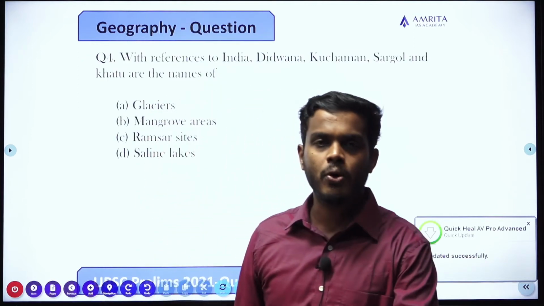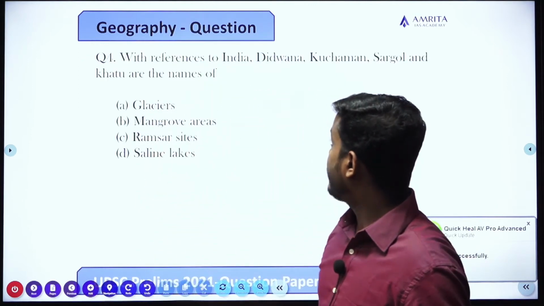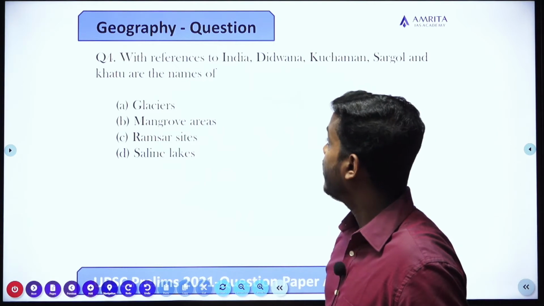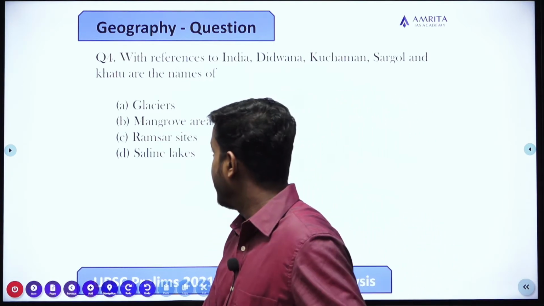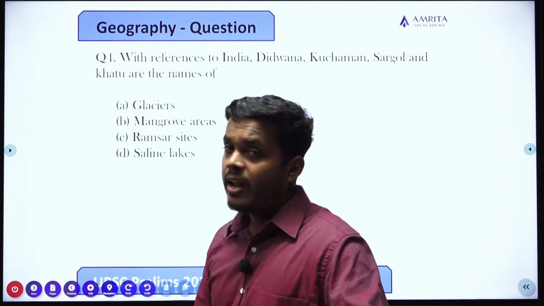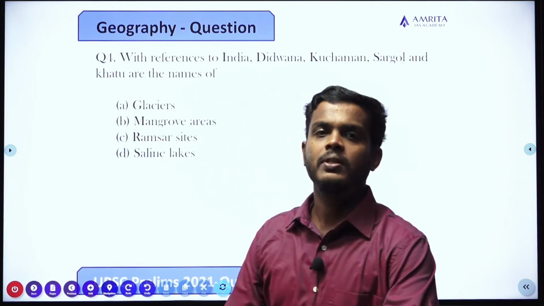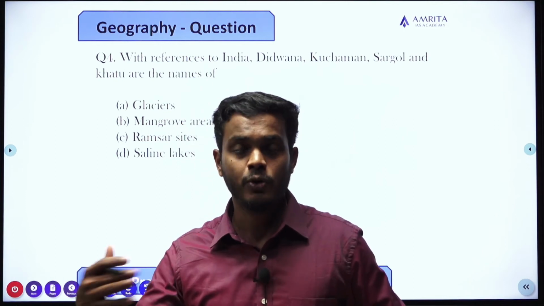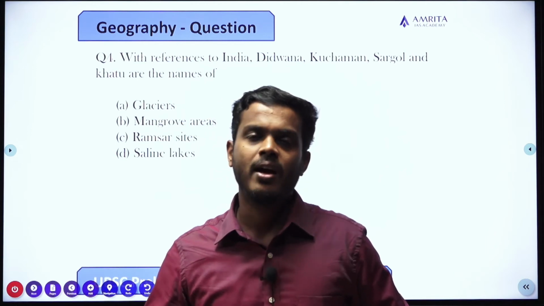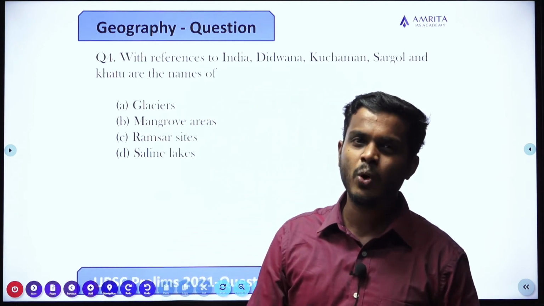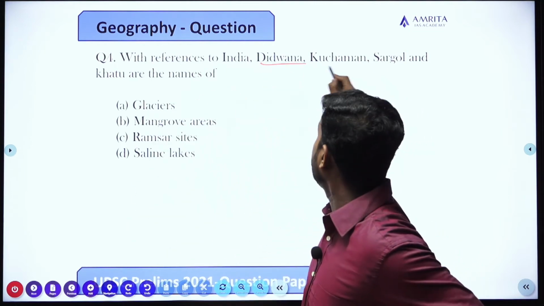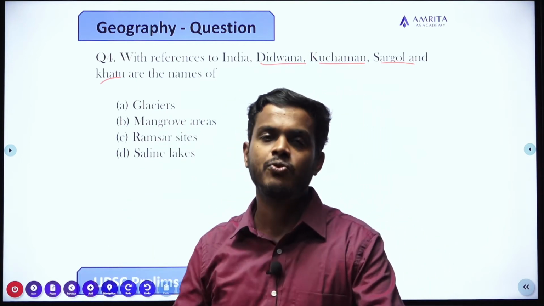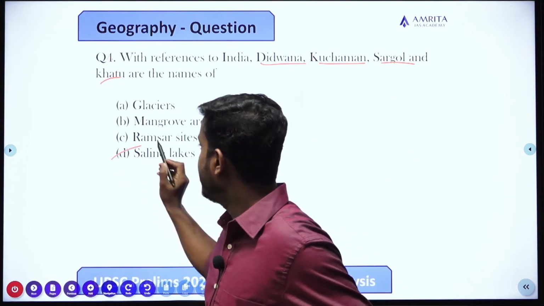Now we'll go to the fourth question. With reference to India, Didwana, Kuchaman, Sargol and Khatu are the names of glaciers, mangroves, Ramsar sites, saline lakes. Now, this is a kind of factual question. If you know the answer, you will get it right. Otherwise, it is very difficult. If you don't know anything about these keywords, then it is difficult. Many students have answered this wrongly. Actually, the answer is D, saline lakes.